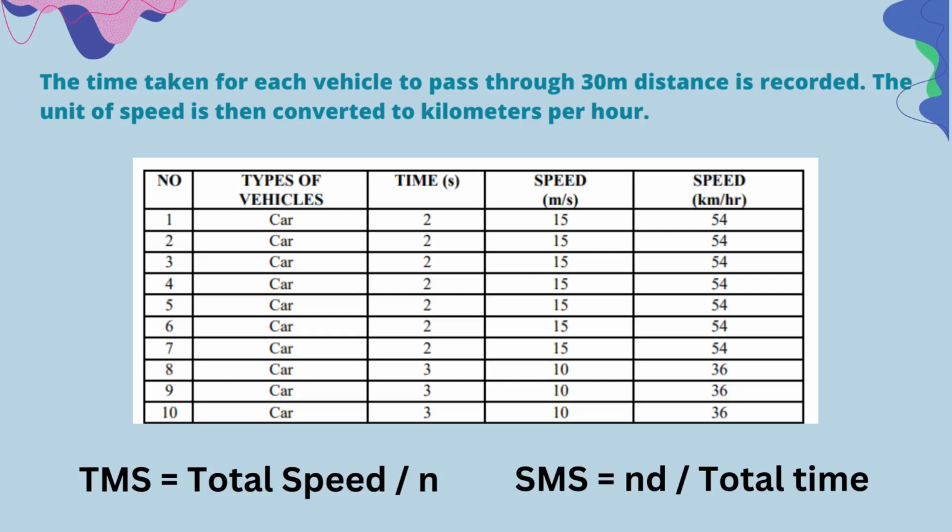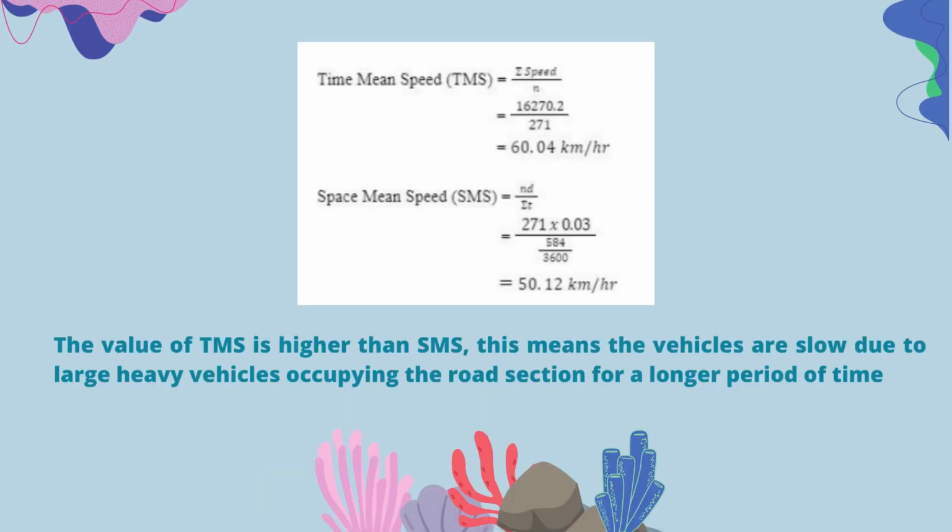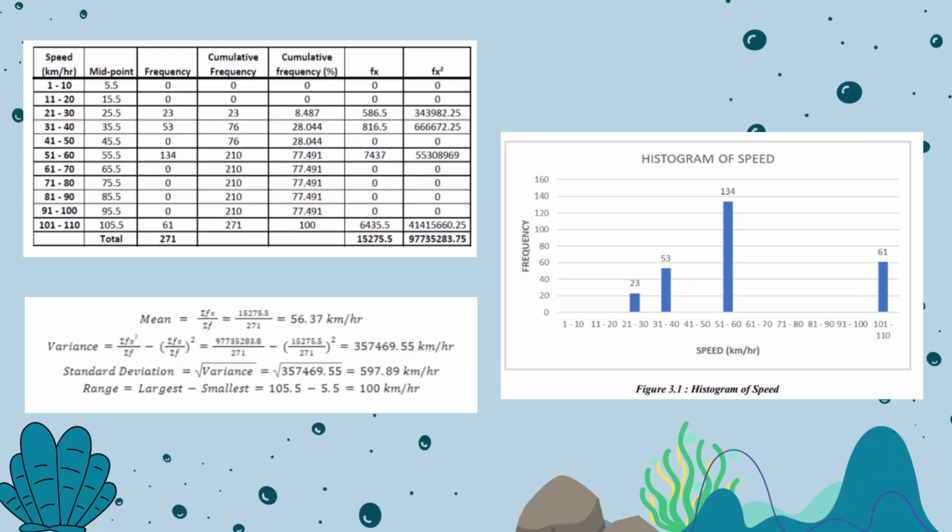The formula for time mean speed is the total of speed in km per hour divided by the total number of vehicles, while for the space mean speed, the formula is the total of vehicles times the distance, divided by the total time for all vehicles. After the calculation is done, we find that the value of time mean speed is higher than space mean speed. This means the vehicles are slow due to large heavy vehicles occupying the road section for a longer period of time. After that, we conduct the descriptive analysis of speed data including mean, variance, standard deviation, and range.